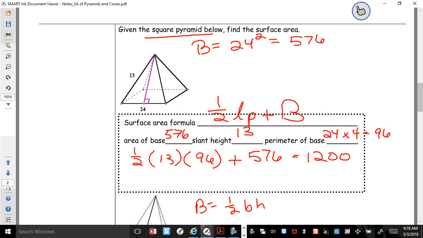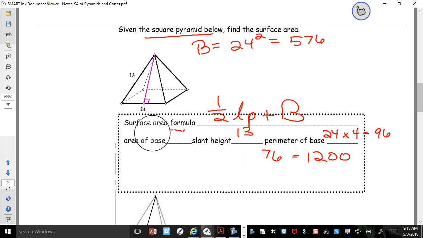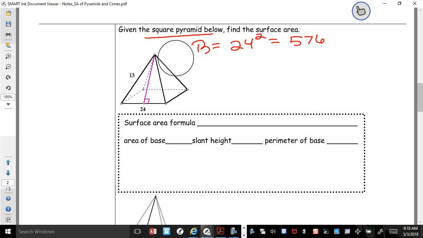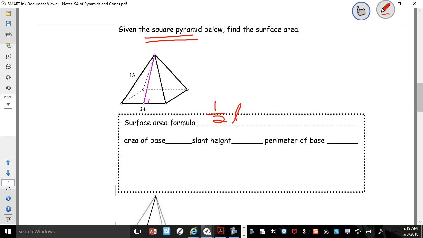All right. So let's look at this one. Let's do it together. We'll redo it. So we got this shape, which, remember, we identify by the base, which is what? Square. So the surface area formula we just talked about was what? 1/2 LP plus, why is there only one B this time? Why is there not a 2 in front of it? Because there's only one base for pyramids and cones. 2 bases for cylinders and prisms.